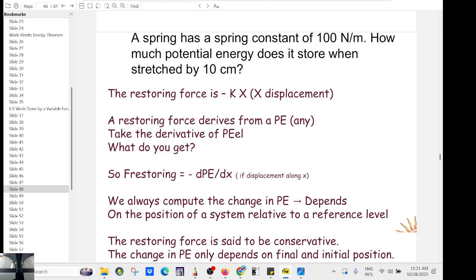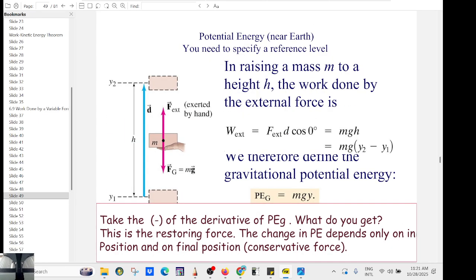So anyway, potential energy depends on the configuration of the system relative to a reference level. And the change in potential energy depends only on the initial position and the final position. Okay, so let's do something easy. Gravitational potential energy is just the weight, but that's easy to understand. If you take a mass in your hand, the force that you need to apply so it doesn't move equals the weight. You agree?